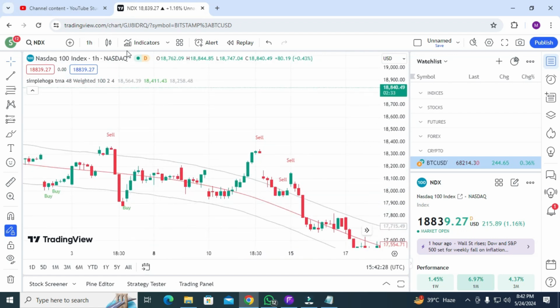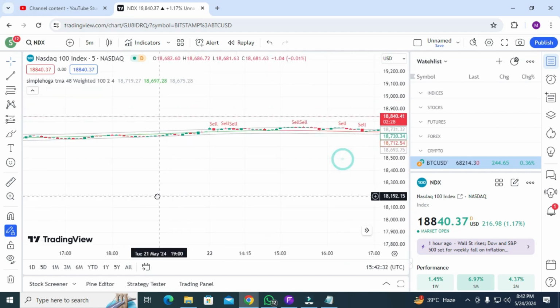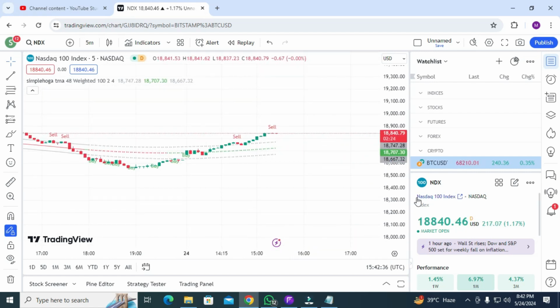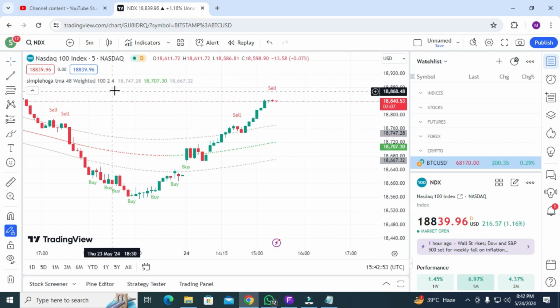Okay, let's move to the 5-minute time frame and I need to show you. Okay, here you can see you got the buy signal, so you can see the signal will not come delayed. You got one signal, you got a second signal, and both signals will give you awesome results here. When you get any buy signal, you need to book your profit. Okay, let's move to further pairs.